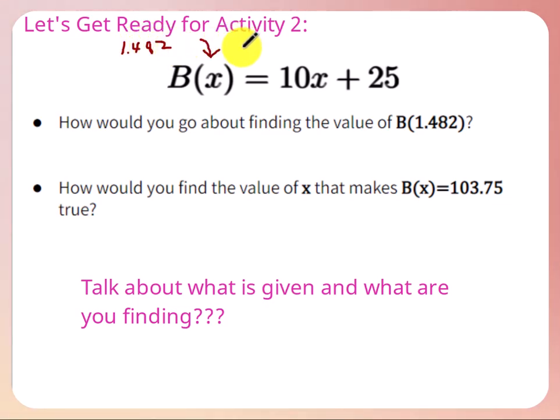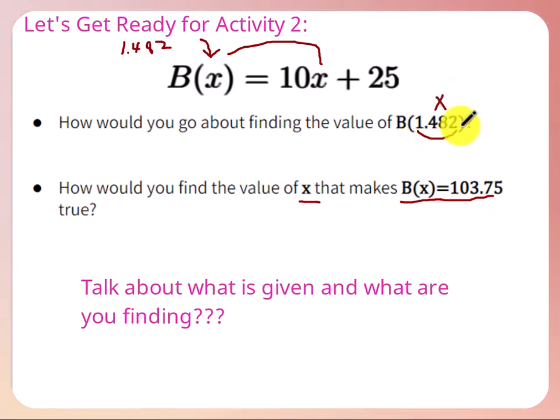You're going to put that in here, multiply by 10. So it's going to be 14.82 plus 25. How would you find the value of x that makes b of x 103.75? So this time, they didn't give you the input. Input's going to be what's in parentheses. That's going to be your x.